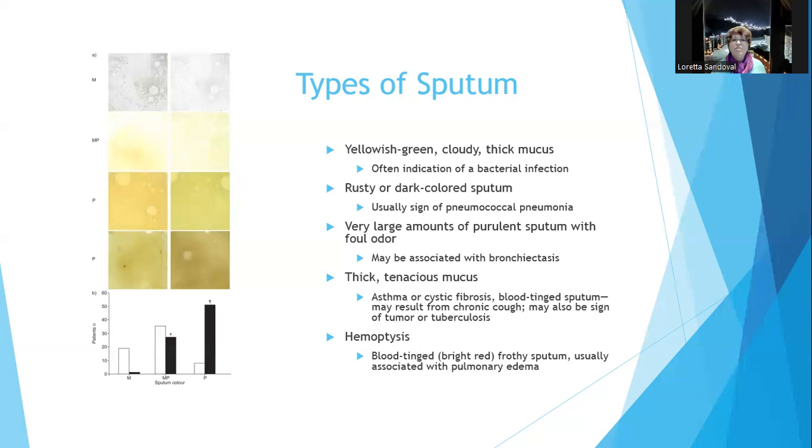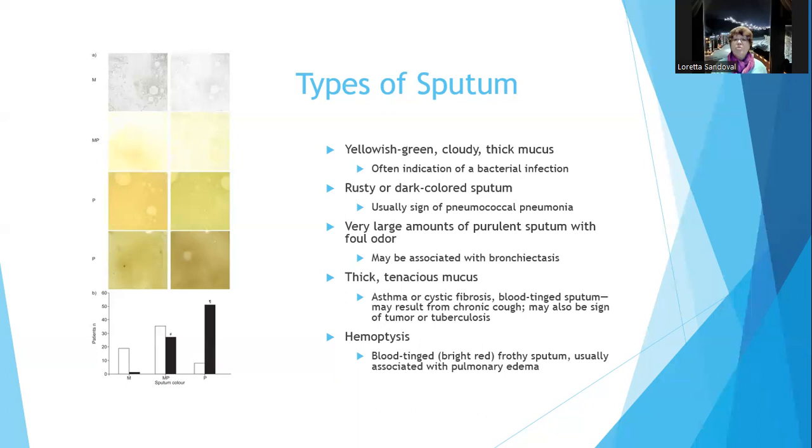Rusty or dark colored sputum is usually a sign of pneumococcal pneumonia. Rusty kind of indicates blood sometimes. So you're coughing up blood, that's not a good thing. Hemoptysis is where you're actually coughing up bright red blood-tinged frothy sputum, and that's indicative of pulmonary edema. But rusty dark colored sputum, it's gunk from your lungs, means you probably have pneumococcal pneumonia.